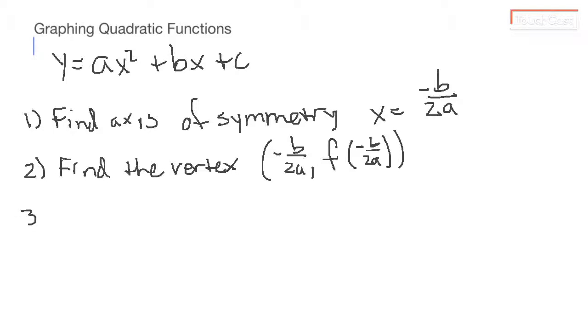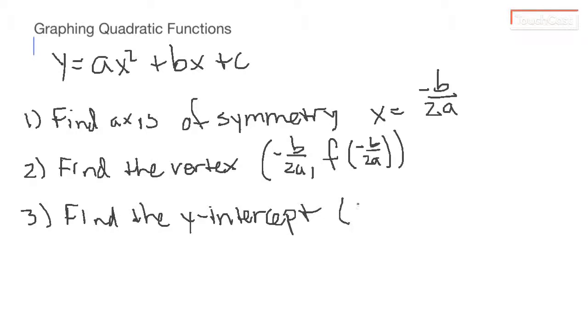Our third step is to find the y-intercept. Now, that's going to actually be a fairly easy thing to do. It's going to be a point where the x value is 0 and the y value is just the value of c. Once we've done that, in step 4, we're going to pick 2 more points.